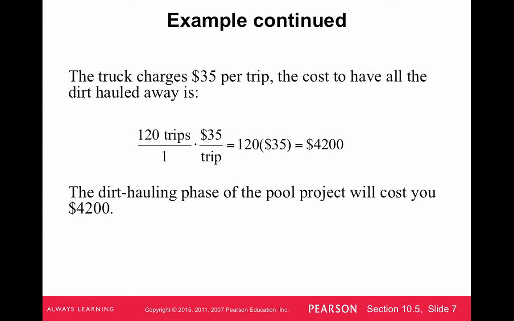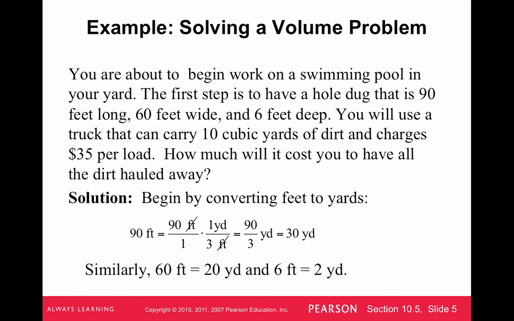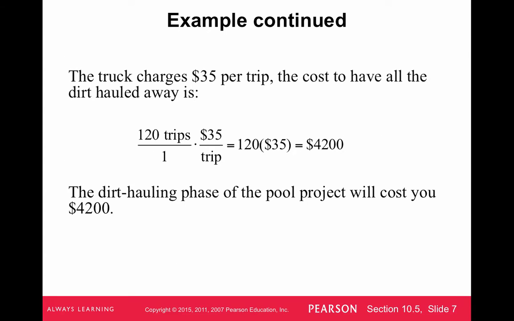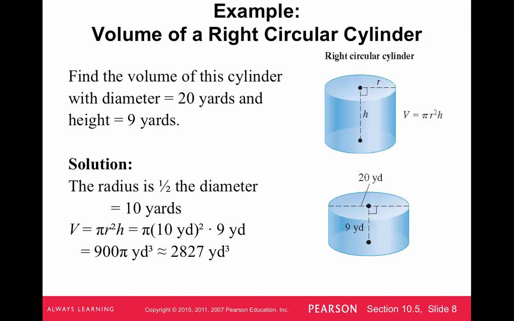So you're going to have to do 120 trips, 35 per trip. This is going to cost you $4,200 just to get the dirt hauled away. So that's pretty expensive, but maybe you need a bigger truck that's cheaper, because that's pretty expensive. So that's a pretty good example. We did a conversion, we looked at a volume, and then we used that volume to convert it to a cost.